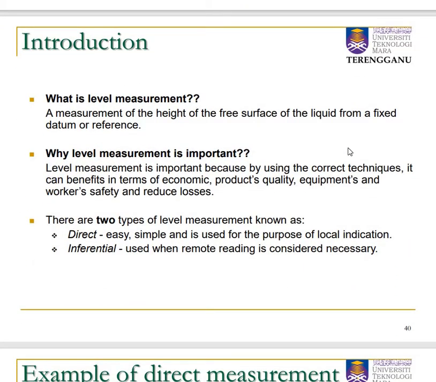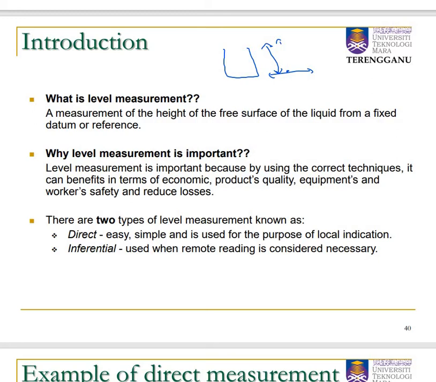Okay, what is level measurement first? It is a measurement of the height of the free surface of the liquid from a fixed datum or reference. That means we have a tank here. I'm so sorry, my drawing pad is very sensitive, so I cannot draw straight. Basically this is the datum, the fixed reference. So the level is the height we measure from this free surface to a certain height. So this is the level.